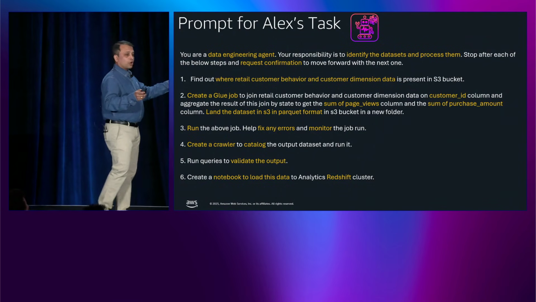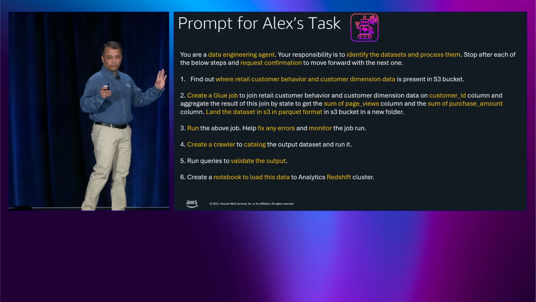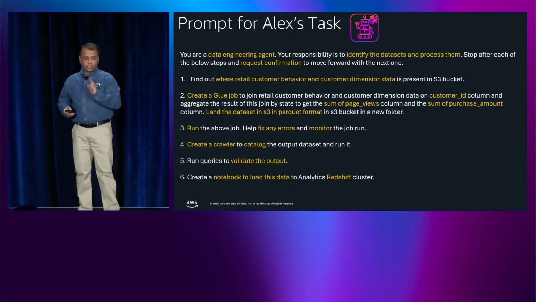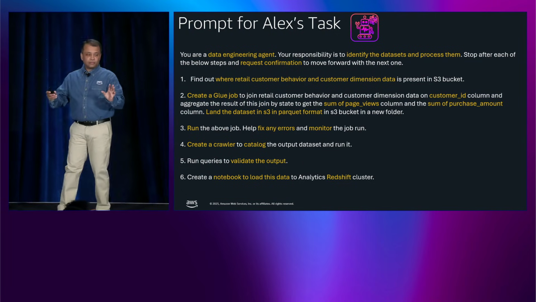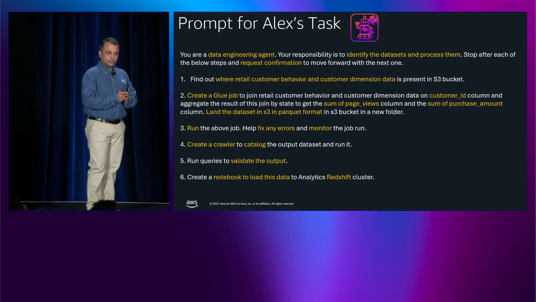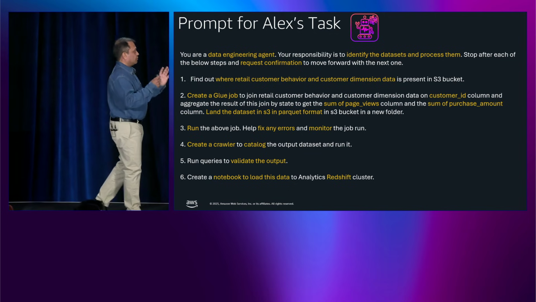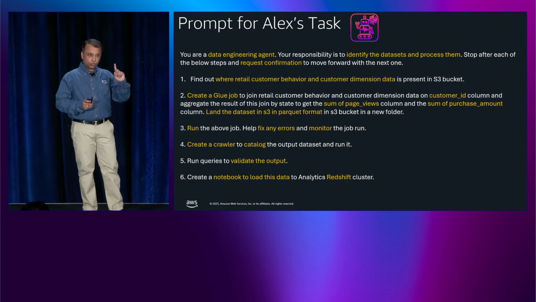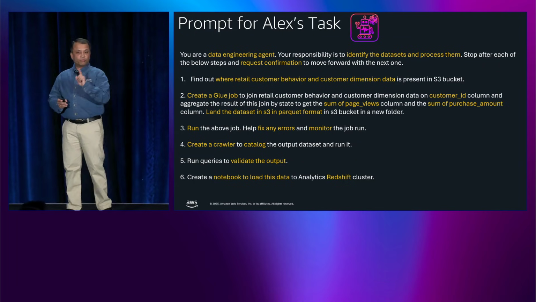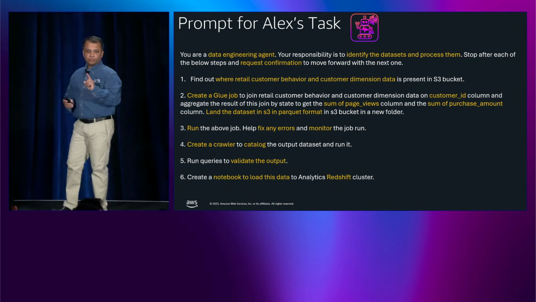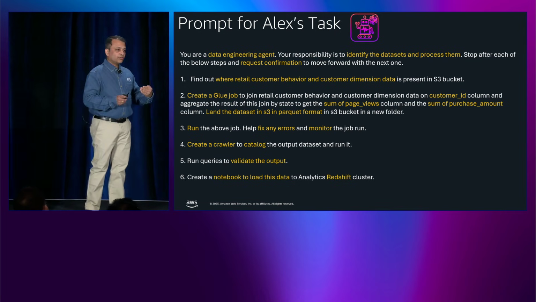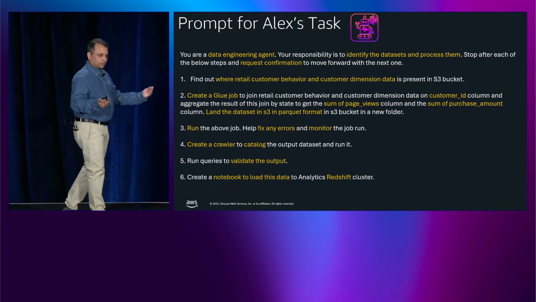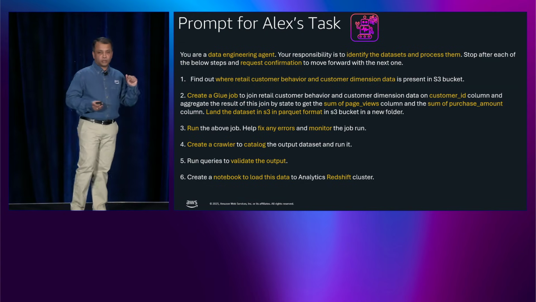Now, this is the prompt that we are giving to Alex. And let's not worry about all the things that are written there. But the major things are, hey, Alex, you are a data engineering agent, and we need your help in identifying the data set and processing the data. But one thing, here, human in the loop is important. So after every step, come and ask me if whatever was done in the previous step looks fine so that you can move forward. So that's a confirmation that I'm expecting.